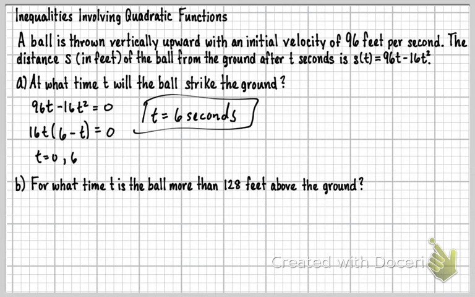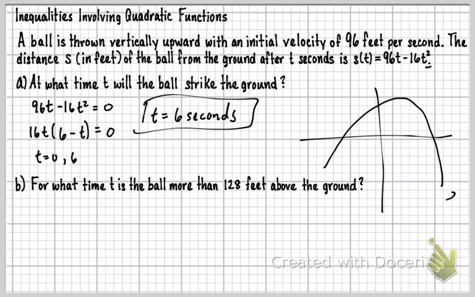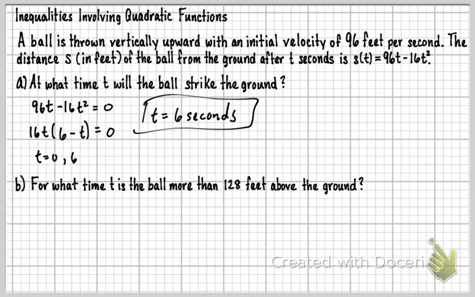Okay, now part B says, for what time t is the ball more than 128 feet above the ground? Now keep in mind what we're dealing with here too. This helps me with this problem immensely, just to understand the picture. I don't have to understand it exactly, but I do know I'm dealing with this parabola that's opening downward. The reason I know that is because this is a t squared and that's a t. And look at this, it's negative on my leading coefficient, so that tells me I'm dealing with a downward parabola.